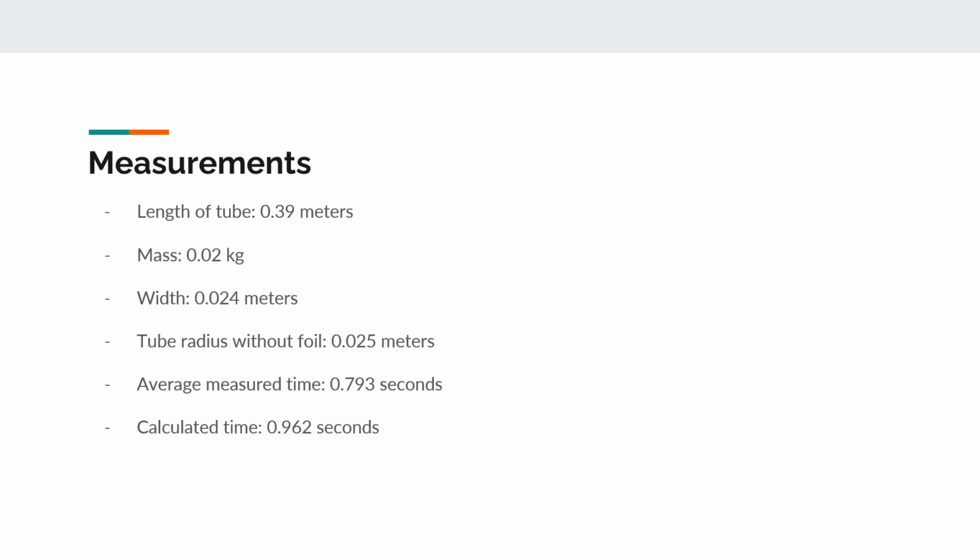The measurements that were taken during the experiment were the length of the tube, which was 0.39 meters, the mass, which is 0.02 kilograms, the width, 0.024 meters, and the radius of the tube without the foil, 0.025 meters. The average measured time that we got from the experiment was 0.793 seconds, and the calculated time using the code in the model was 0.962 seconds.